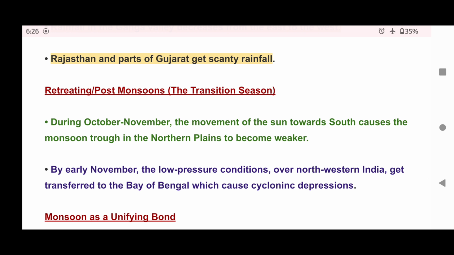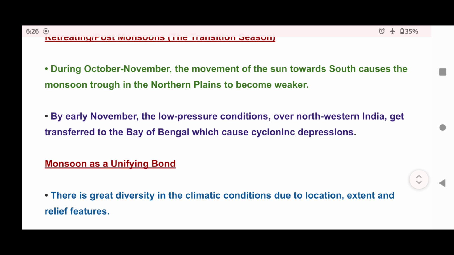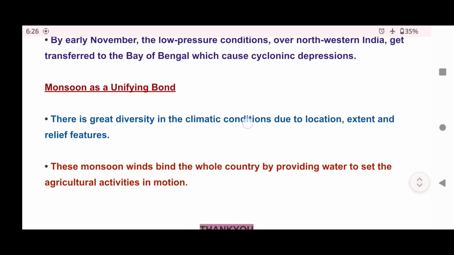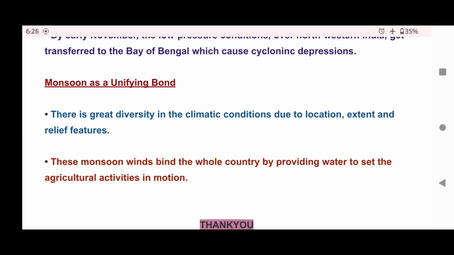During October to November, the movement of the sun towards south causes the monsoon trough over the northern plains to become weaker. By early November, the low pressure condition over the northwestern India gets transferred to the Bay of Bengal, which causes cyclonic depressions. Monsoon as a unifying bond. There is a great diversity in the climatic condition due to location, extent, and relief features. These monsoon winds bind the whole country by providing water to set the agriculture activities in motion.